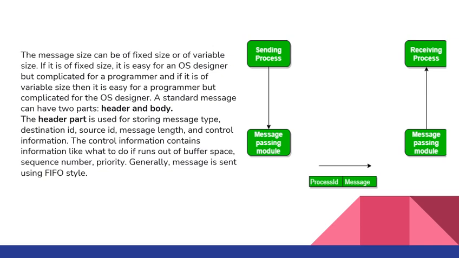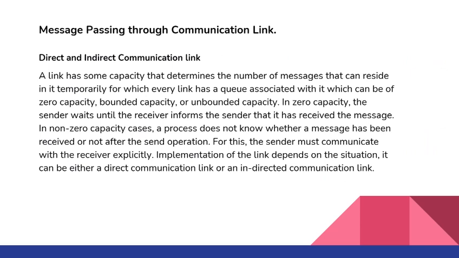Here is a diagram for message passing. The diagram represents a sending process with its message passing module, and after that the process ID and a message passing module and a receiver process. Message passing through a communication link.